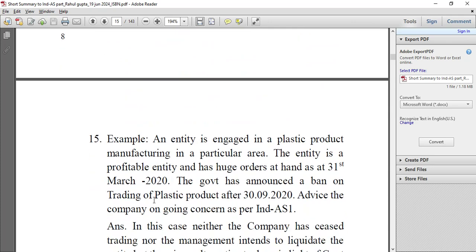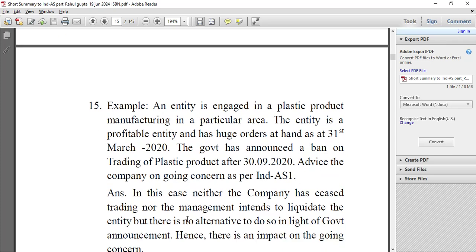An entity is engaged in plastic product manufacturing in a particular area. The entity is a profitable entity and has huge orders at hand. As of 31st March 2020, the government has announced a ban on the trading of plastic product after 30th June 2020. Advise the company on the going concern as per Ind-AS 1.